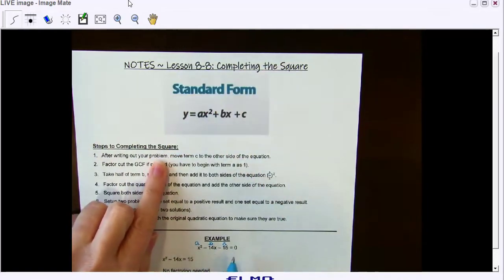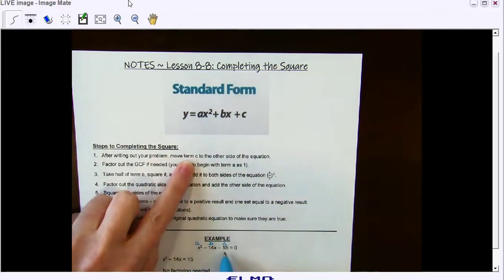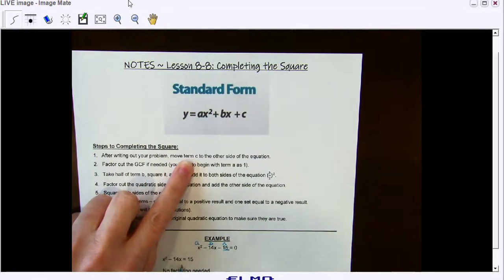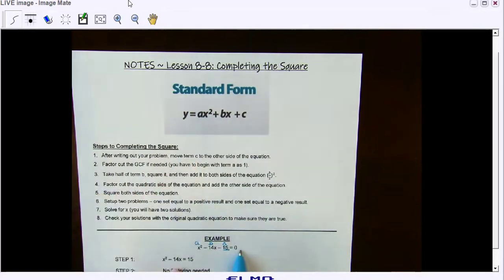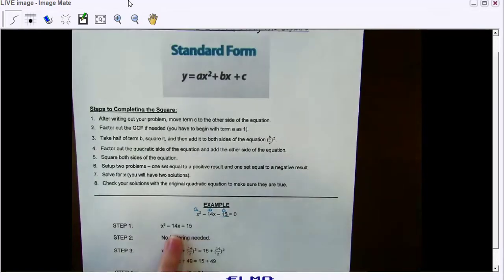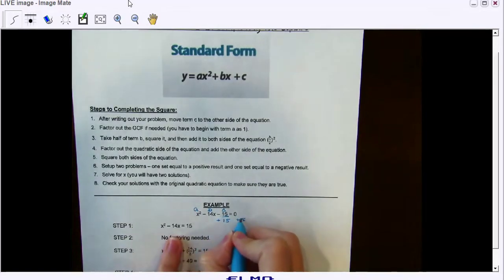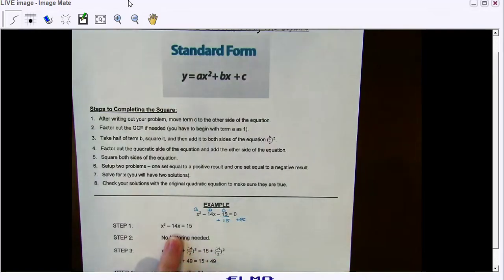So the first step here says that after writing out your problem, meaning after writing out this problem on your paper, move term C, which is negative 15, to the other side of the equation. First step. So all we're going to do is we're going to take this and we're going to move it over. And if you notice on step 1, that's what we did. So we just basically added 15 to both sides. Oops. And we moved it over.